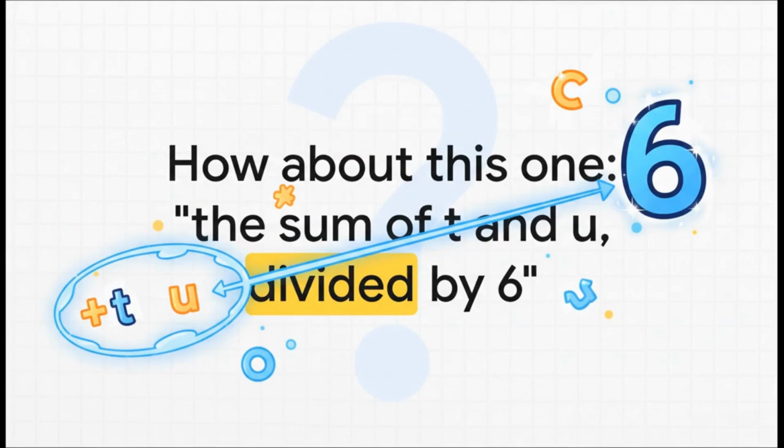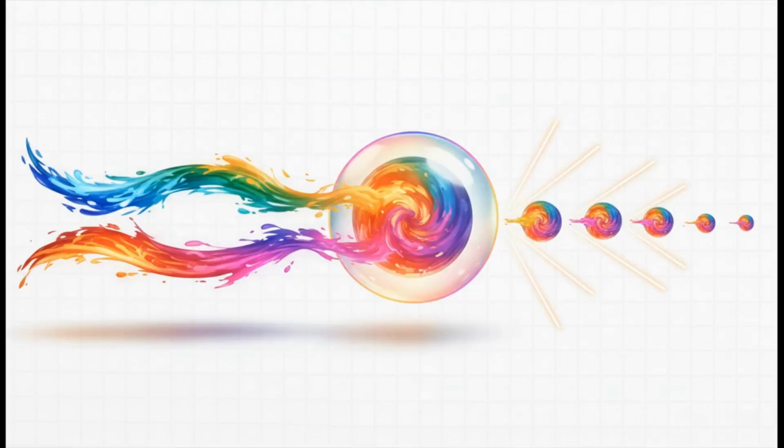Okay, ready to level up a little? How about this one? The sum of T and U divided by 6. This one has 2 steps. Take your time. How would you translate that entire phrase? The answer is T plus U over 6. The real key here is that phrase, the sum of. It tells you that T plus U is a single group, a package deal, that has to be calculated first. We use parentheses, or in this case, the fraction bar itself acts as the grouping symbol to show that. See? This is how algebra handles multiple steps with perfect clarity.